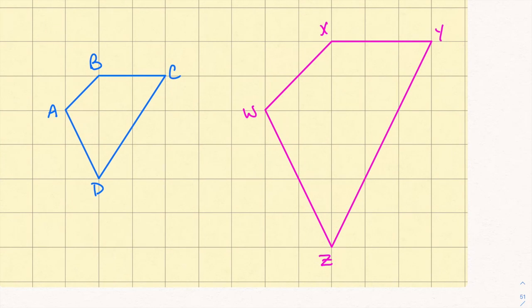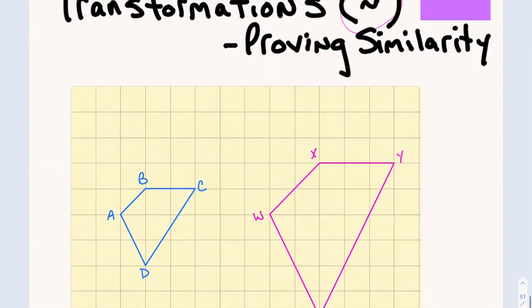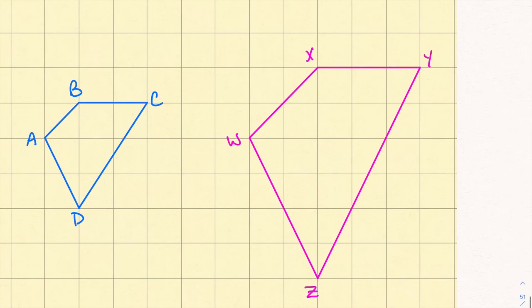When you are presented with two objects that you want to try to identify as similar or not, here's the strategy that I would use. First and foremost, you want to identify corresponding sides. And I did make it kind of easy here. To me anyway, this seems kind of obvious that A to B must correspond to W and X.